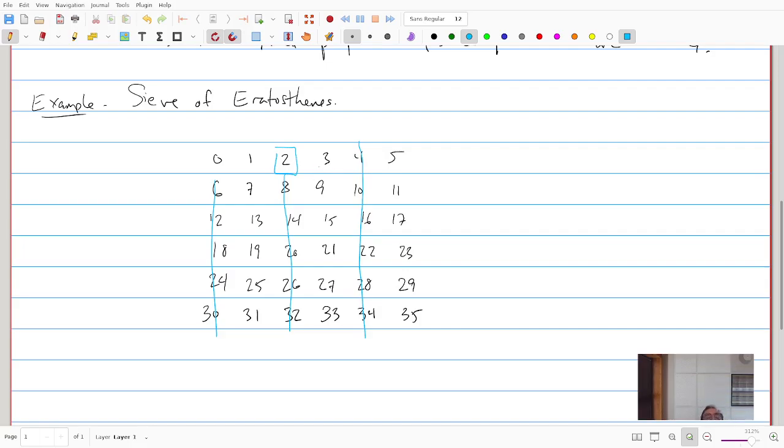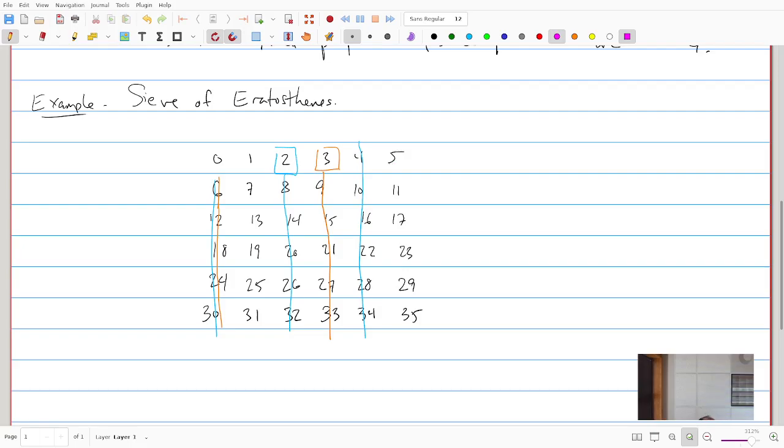Then I keep going, and I say, what's the next number? 3. 3 is not crossed out, so it is prime. If something is crossed out, it's not prime, and if I get to a number and it's not crossed out, it means that nothing before it was a divisor, so it must be prime. So 3 is prime. I'm now going to cross out all the multiples of 3, which are all of these ones, and also these ones. They're already crossed out, so it doesn't matter. Okay, 4 is the next number, but it's already crossed out.